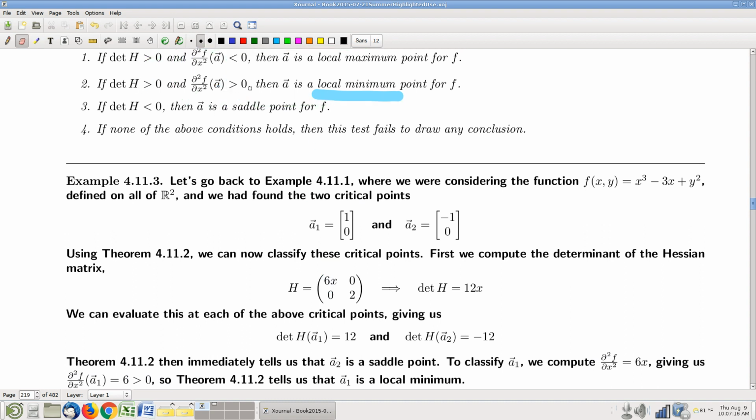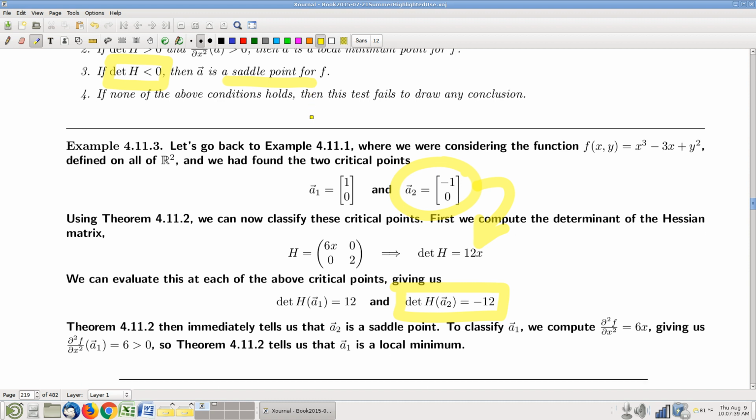Okay, what about this other point? There's this second critical point there. What's the deal? Okay, well, step one, we've got to see, what is the Hessian determinant? That turns out to be negative 12. Saddle point. End of conversation. Any questions about that?